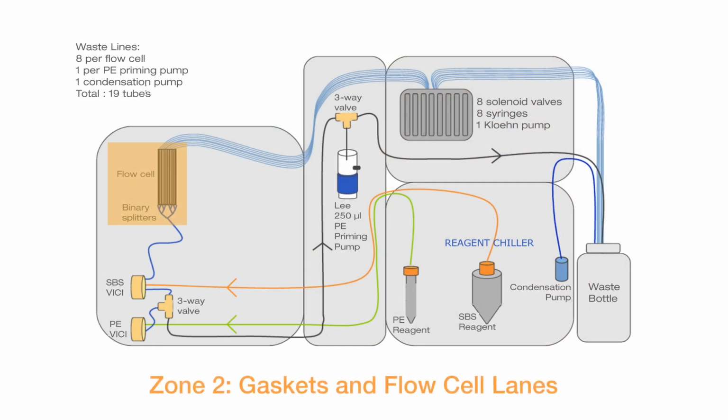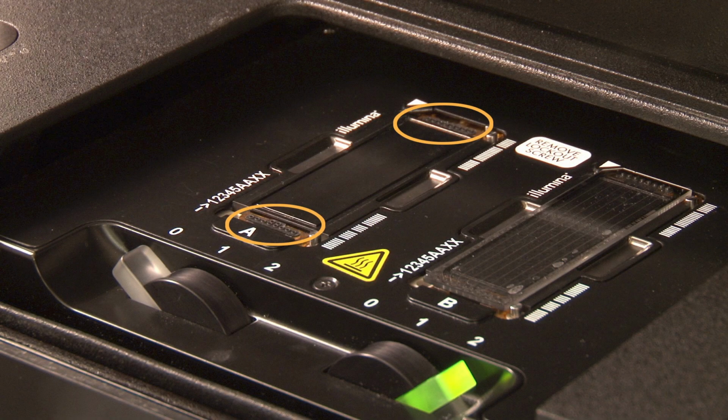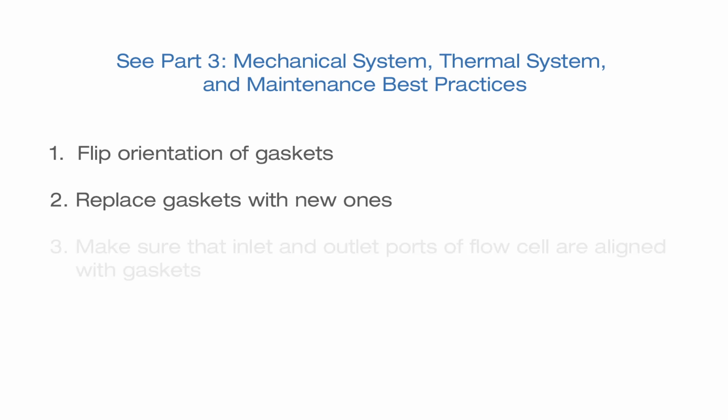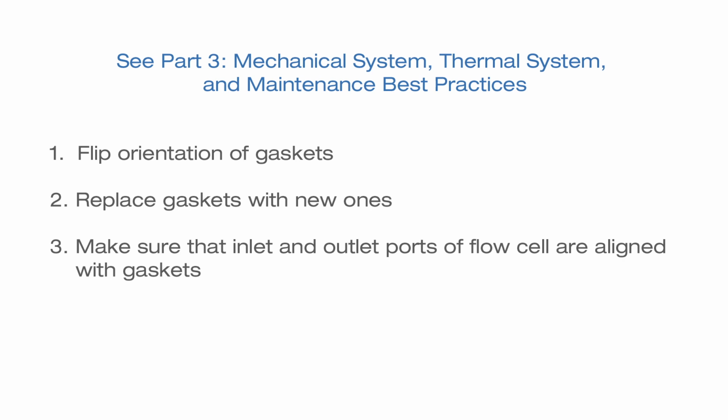If a single lane is blocked or there is slow flow, then the issue may be with the gaskets. As we demonstrated in part 3 of this video series, flipping the orientation of the gasket in the front or back of the flow cell can help determine if the blockage is related to the gasket. If the blockage follows a particular inlet or outlet on the gasket, replace gaskets with new ones. If the blockage remains with the original lane or lanes, then the gaskets are not the source of poor flow. The inlet and outlet ports of the flow cell may not be aligned with the gaskets. Visually inspect the alignment and position the flow cells to ensure proper flow.